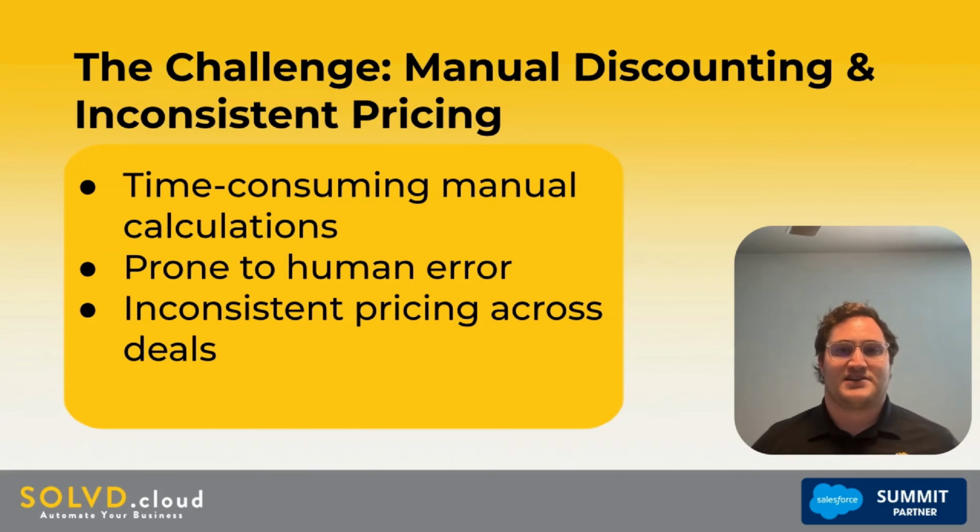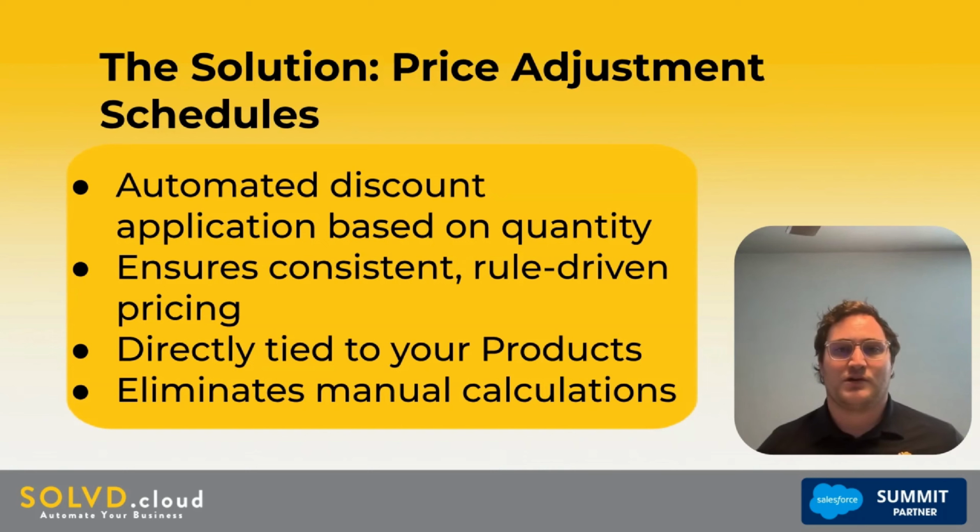In many organizations, applying volume discounts can be a manual, time-consuming process. Sales reps might be manually calculating tiers, leading to potential errors, inconsistent pricing across different deals, and a lack of real-time visibility into the final price. This not only slows down the sales cycle, but can also lead to revenue leakage. But what if you could automate this entirely?